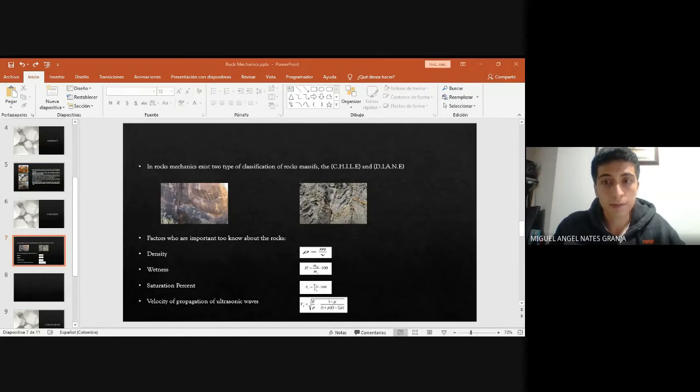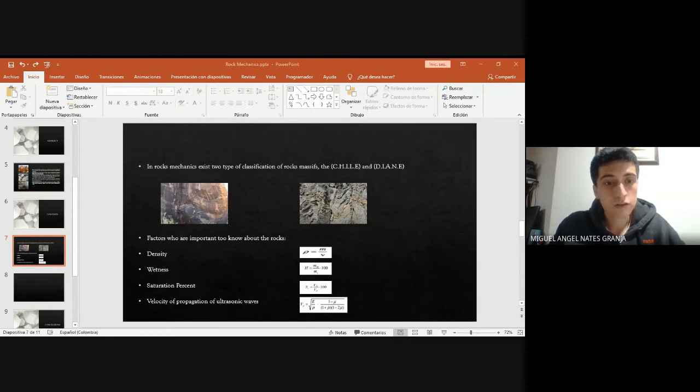Otherwise, we have the Diane, which is the opposite of the Chile rock mass. We have a perfect example of a Chile rock mass, like the picture on the left, and a Diane rock mass, like the picture on the right side.